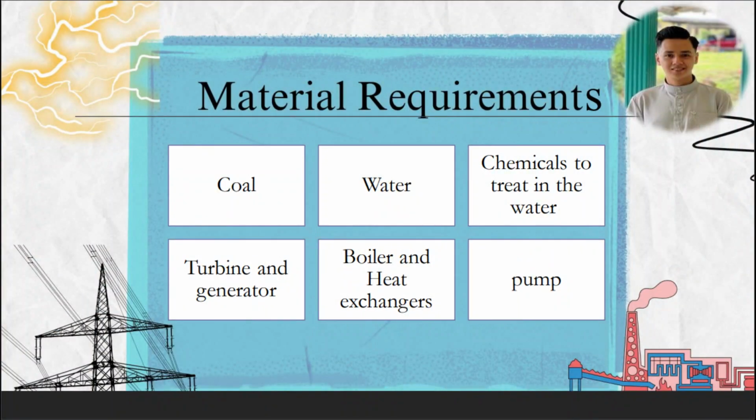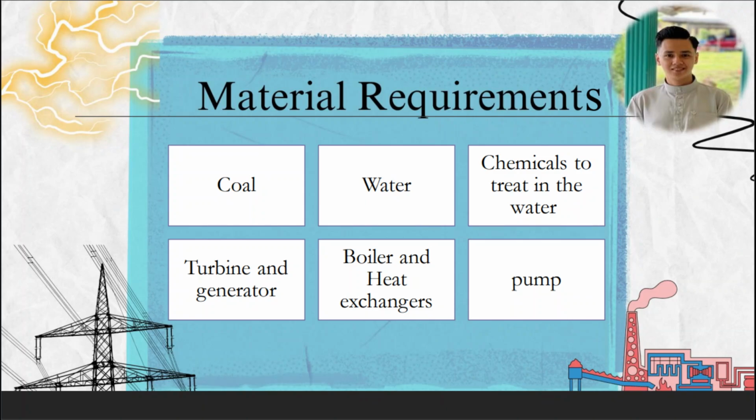Material requirements. So the first is coal. Coal is the main material to generate electricity in a coal power plant. Secondly is water. Water is for cooling purposes in a coal power plant, for example, from rivers, lakes or reservoirs. And thirdly is chemicals to treat the water in the boiler. Examples of chemicals are limestone, ammonia or sulfuric acid.